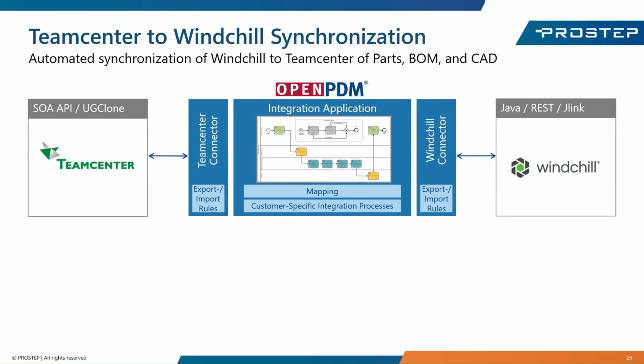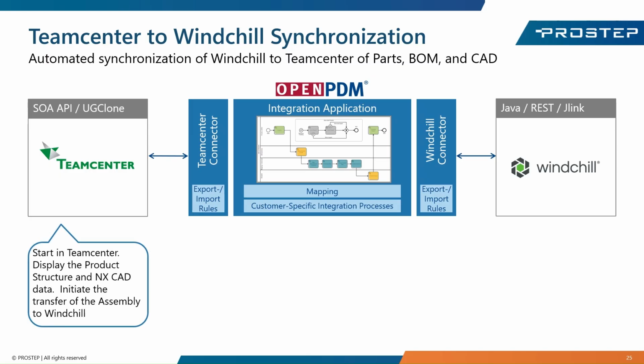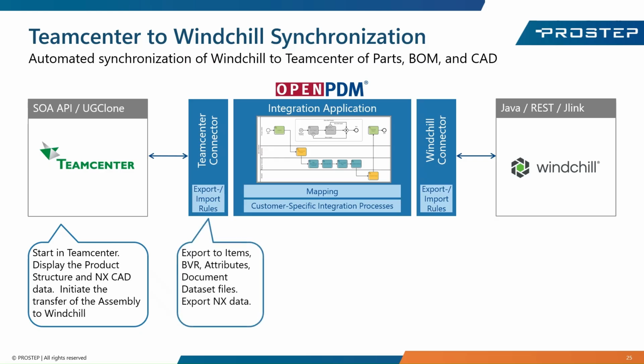So the way it goes in the other direction, Team Center to Windchill synchronization, is we're going to start in Team Center. We're going to show the data there. That's the item revision, the BOM view revision. We've got JT, we've got NX CAD data. We're going to open the data up in NX and then initiate that transfer.